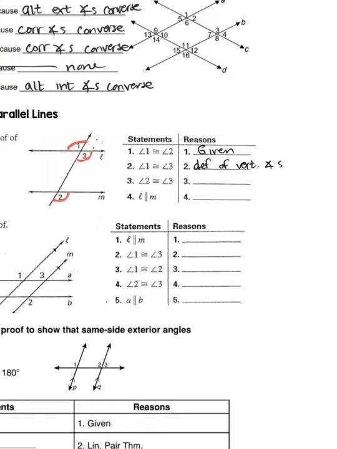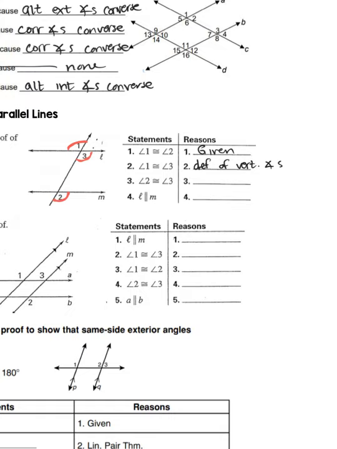The next line in my proof says angle 2 is congruent to angle 3. Well, if I look at my diagram, that makes sense. I knew that 1 was congruent to 2 because that was given. I know 1 is congruent to 3 because those are vertical angles. So 2 and 3 both have the same marks on them, which means they have to be congruent.